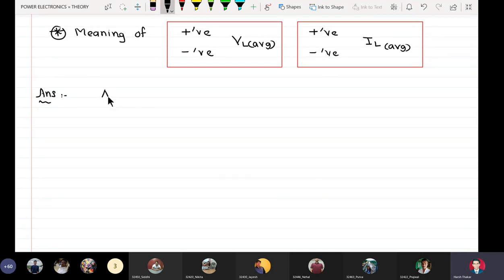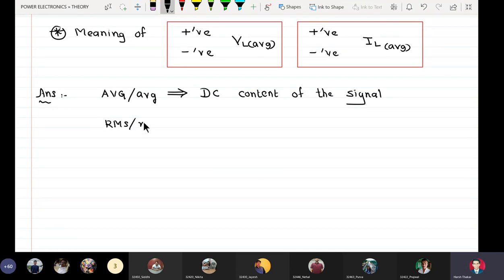Now we have already studied that when we use the term AVG, it actually refers to the DC content of the signal. Okay, similarly, when we write down RMS or small RMS, it actually refers to AC content of the signal.